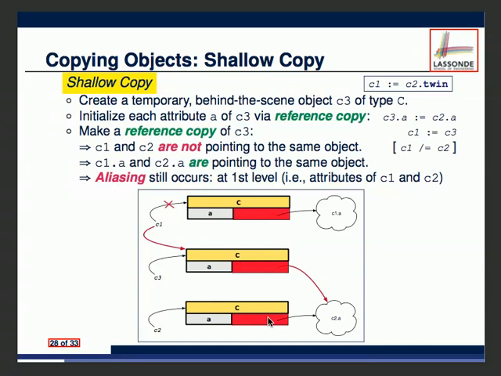However, if you look at C1.A and C2.A, they both point to this cloud over here, right? So you do have aliasing at the second level over here, on the attributes level. Any questions about this, about the twin? You first.